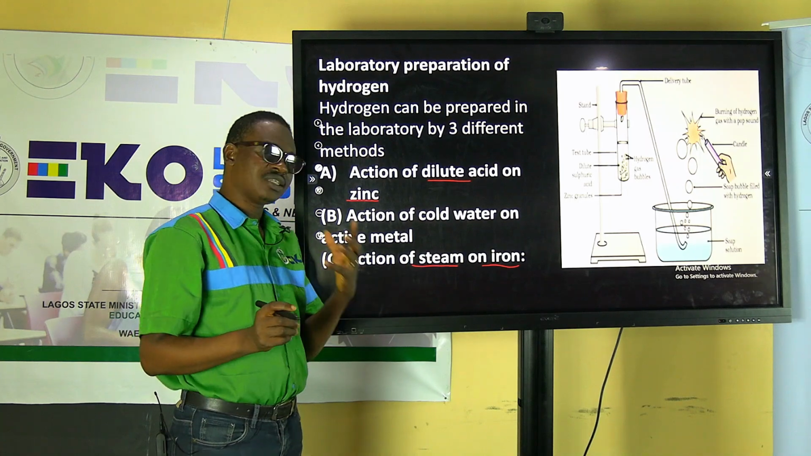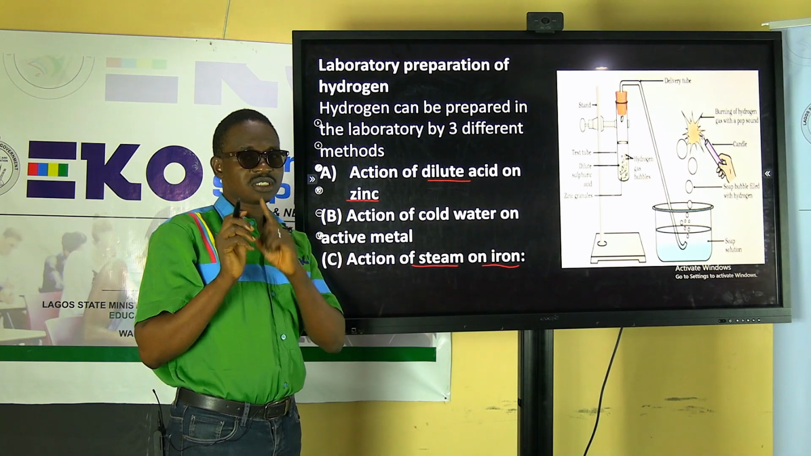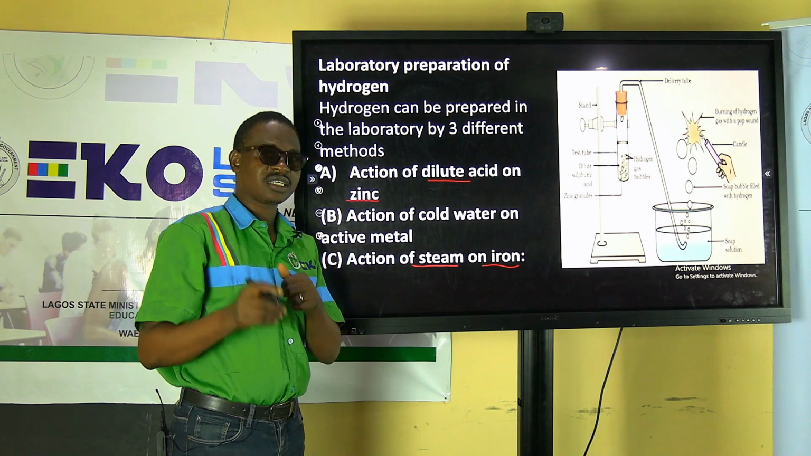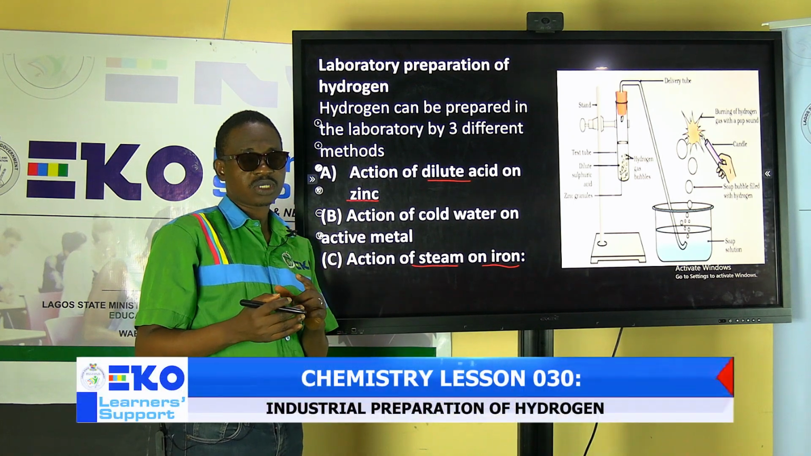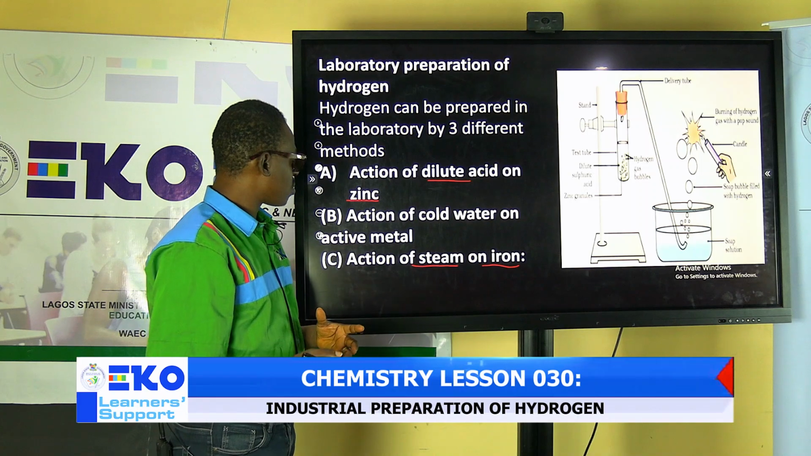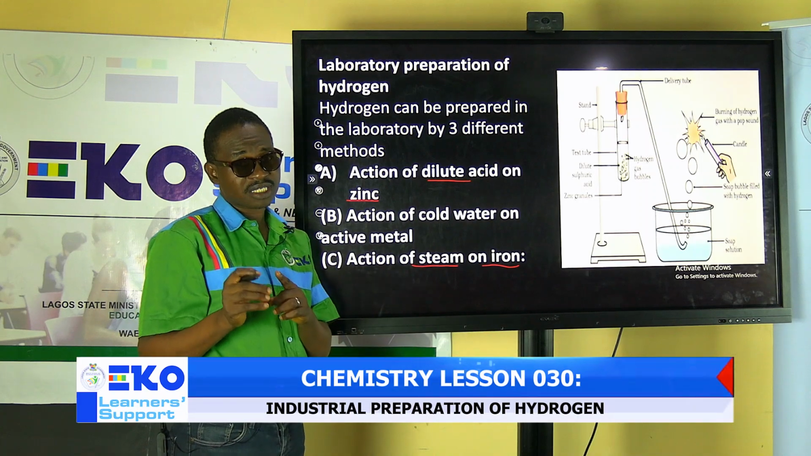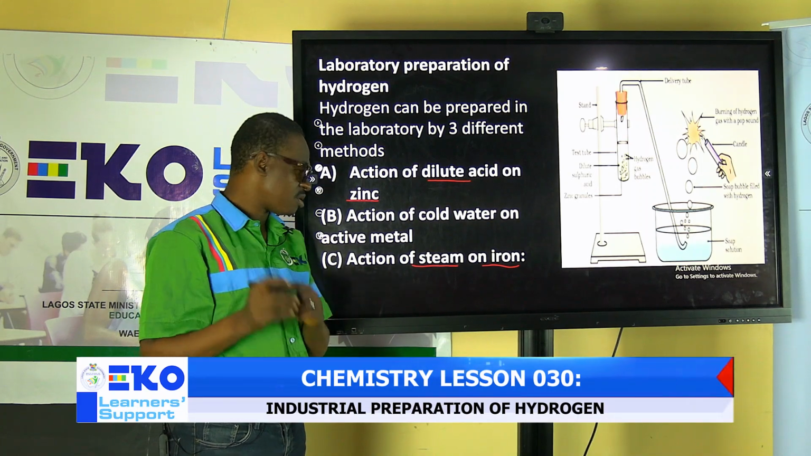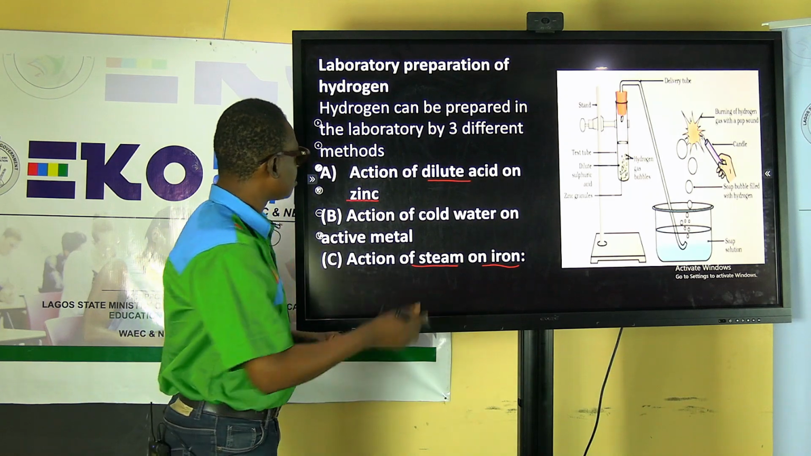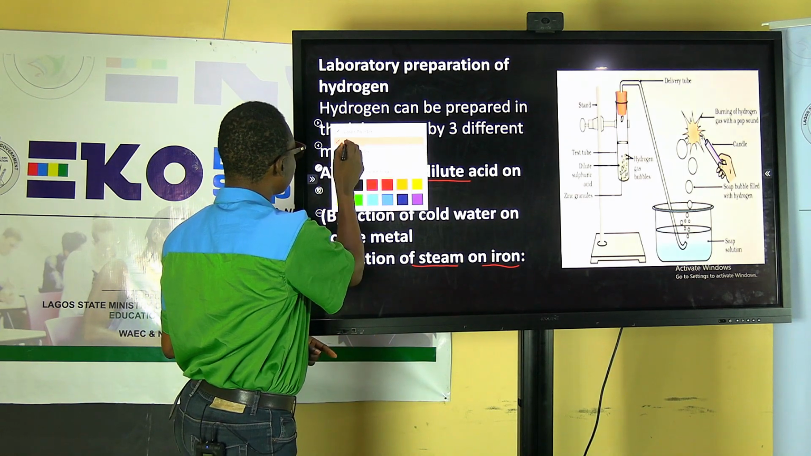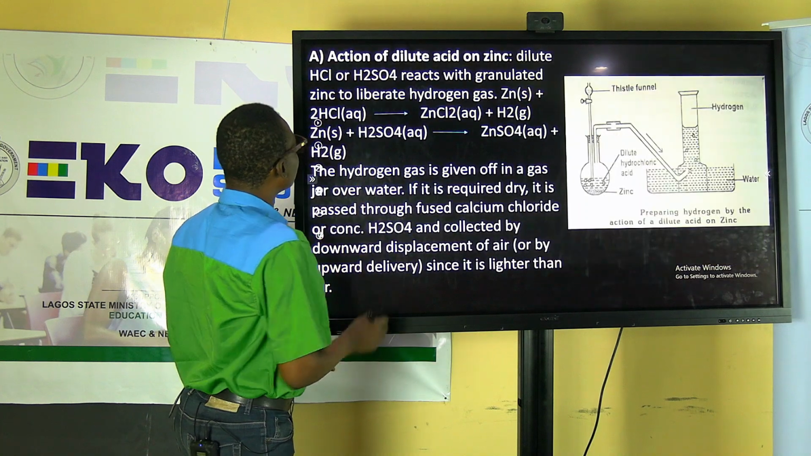The first one is action of what? Dilute acid on zinc. Good. The second one is what? Action of cold water on active metal, like what? Sodium. Then lastly, action of steam on iron. With this, hydrogen can be produced. So let's take them one by one.